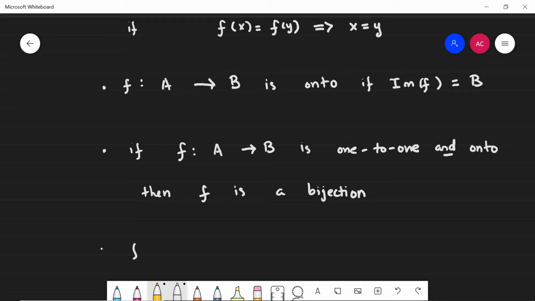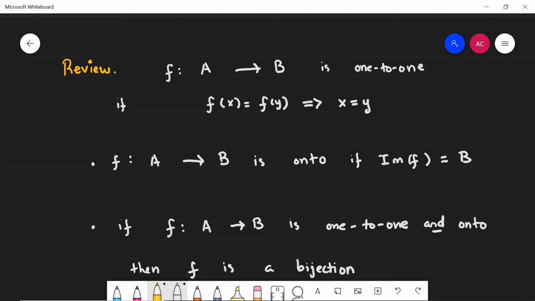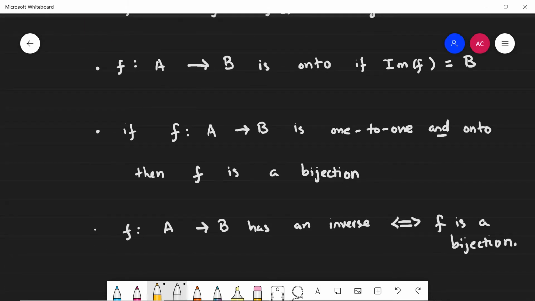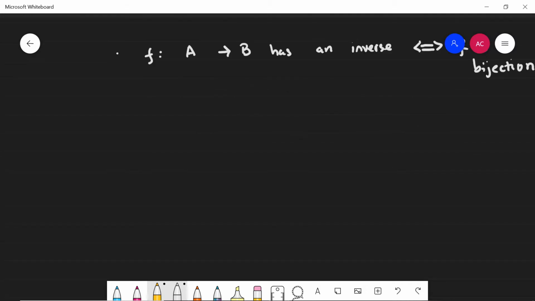So f going from A to B has an inverse if and only if f is a bijection. Alright, so that's what we started talking about clear back on Monday. So what are we going to do today?